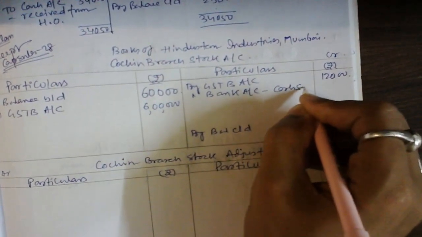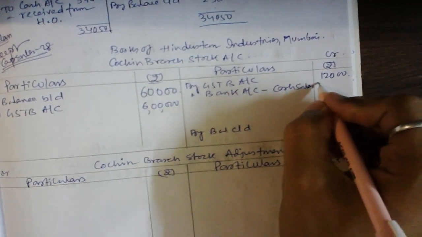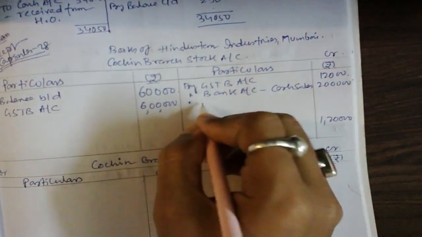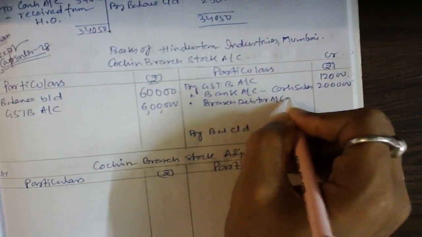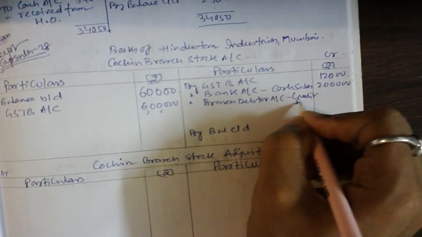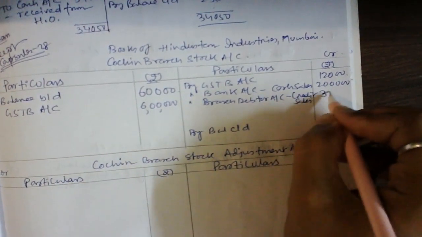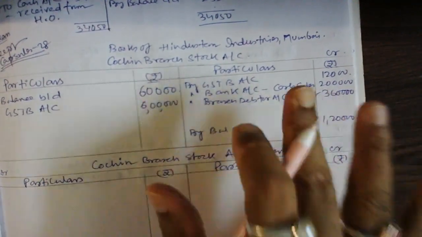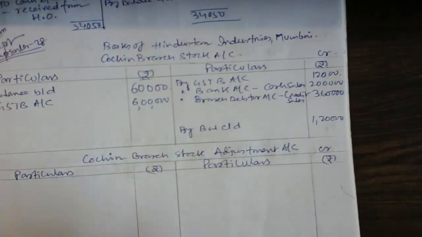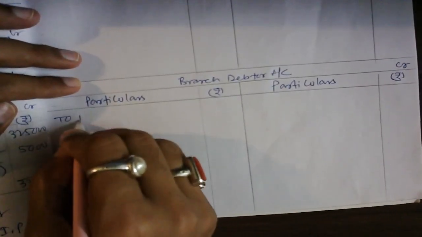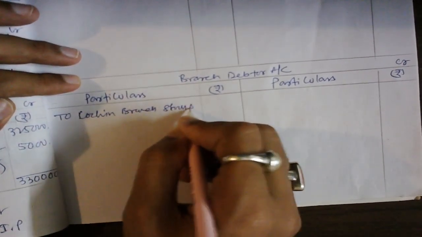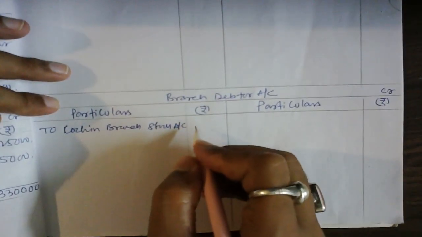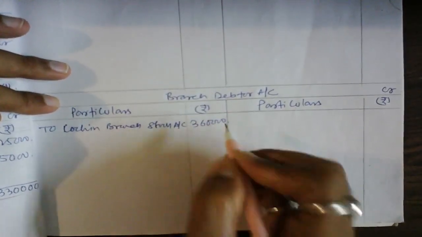Cash sale, how much, sir? 2 lakh rupees. Okay. By branch debtor, credit sale 3,60,000. Definitely these 3,60,000 is the branch debtor. As we are maintaining the branch debtor, we need to plot the branch debtor account also to branch stock. Perfect. How much amount is that? 3,60,000, sir. All the adjustment is done here.